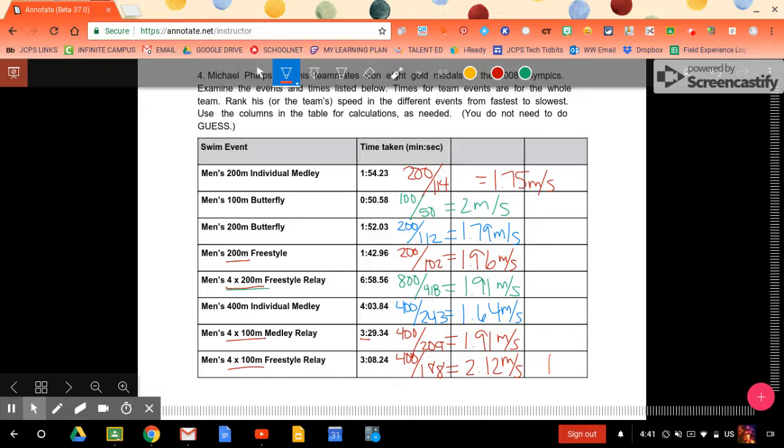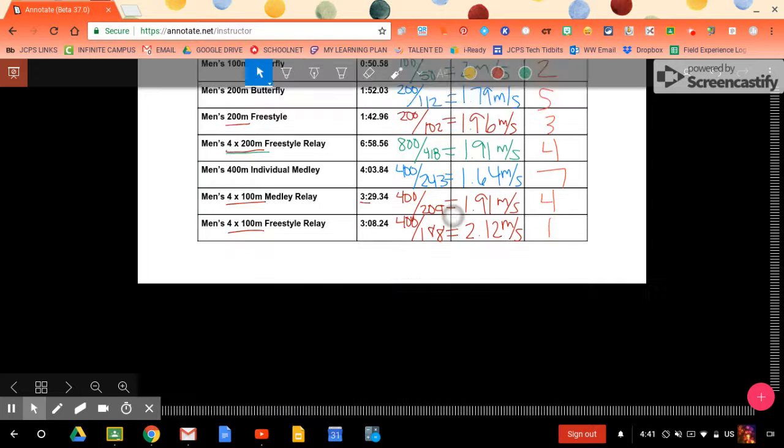My next speed is my 2 meters per second. Then my next fastest one is my 1.96. And then I have two 1.91, so I'm going to put those both as 4. My next one is 1.79. That's 5. 1.75 is 6, and 1.64 is 7. So that is my slowest time. So I'm going the least amount of distance in my seconds. So you've completed number 4. Good job. That one was lengthy.